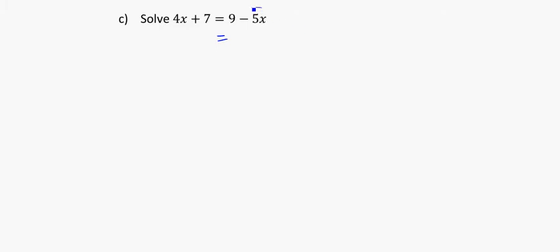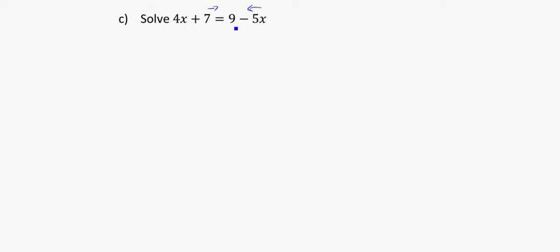So I need to move that 5x in that direction, and I'm going to move the positive 7 in that direction. And it doesn't matter, I could very well have moved the 4x to the other side and the 9 back to the left, but by convention most of us move the x's to the left-hand side of the equation. So to do this, I need to think about how these terms are related to each other.